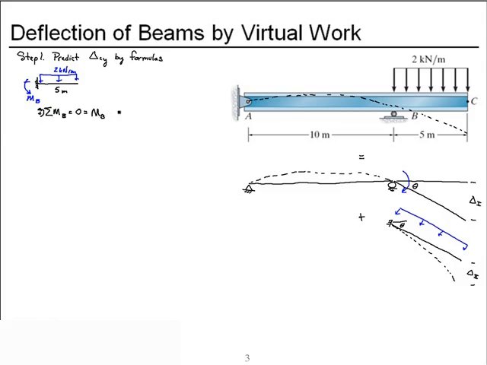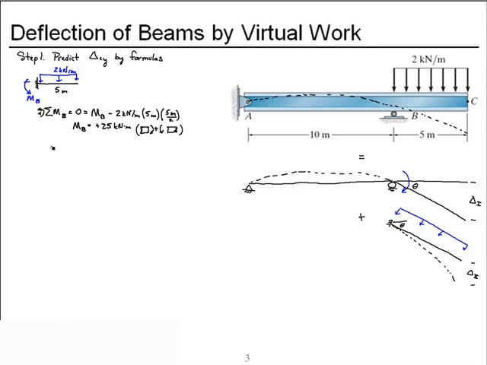We have the internal moment at B, and we have in the opposite direction 2 kilonewton per meter over 5 meters gives me the total force, and it's at a distance of 5 over 2 meters from point B. So the internal moment at B is a plus 25 kilonewton meters, and we drew it as positive on this side of the cut, which would mean it's positive clockwise on the other side of the cut.